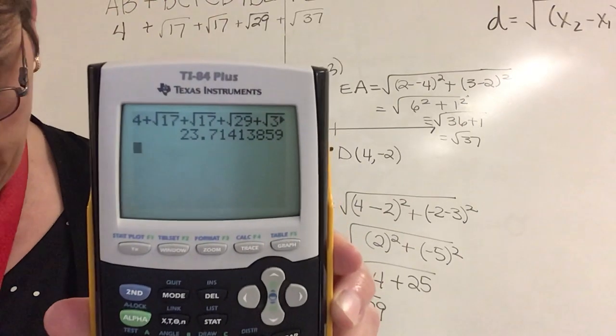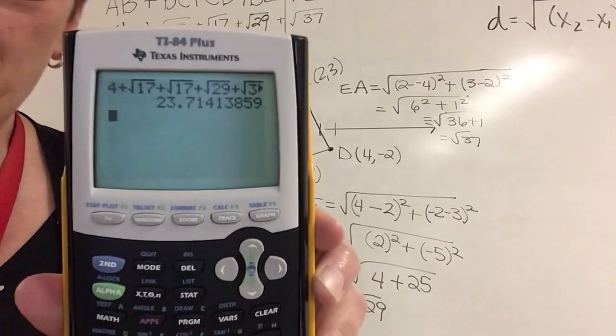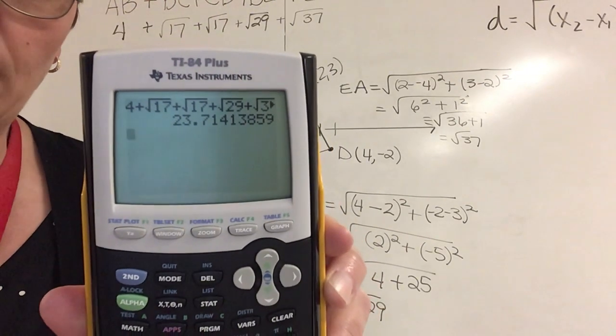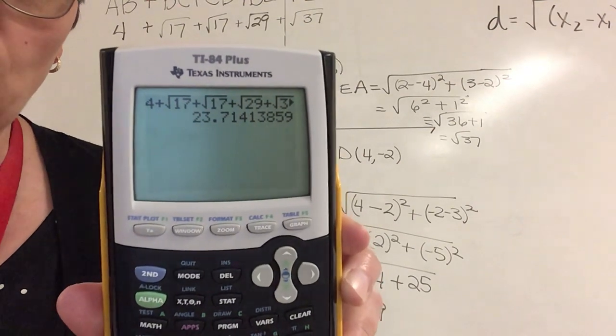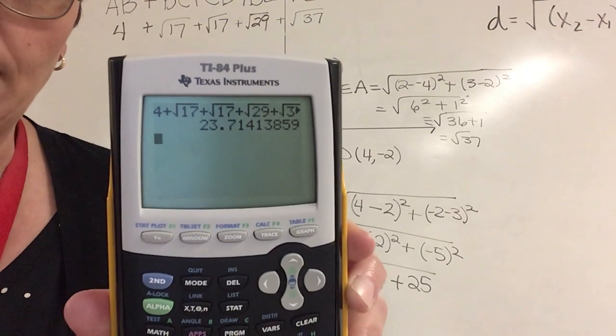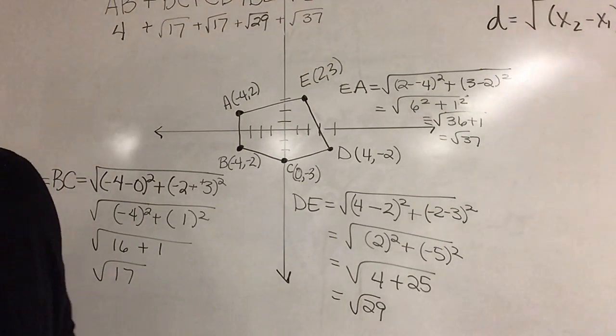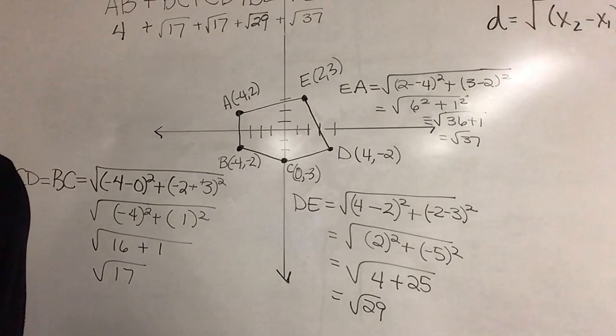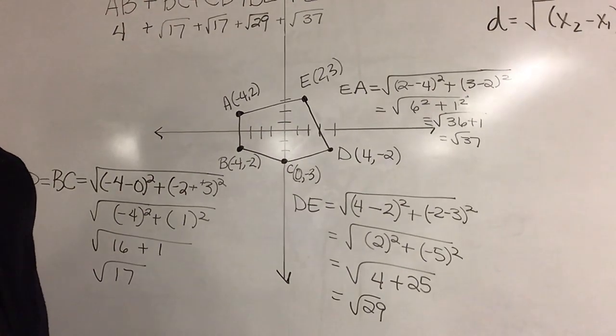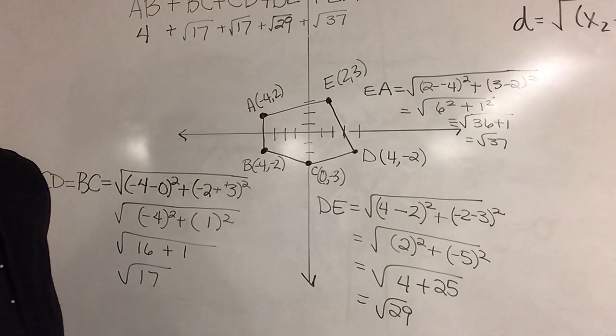For yours, remember, your answers are all whole number answers, so you won't have to worry about the decimals like I did. And don't forget, if you have horizontal or vertical lines, there really is no need to do the distance formula. Just go ahead and count the measurements, the distance between the points, and you should be good to go.